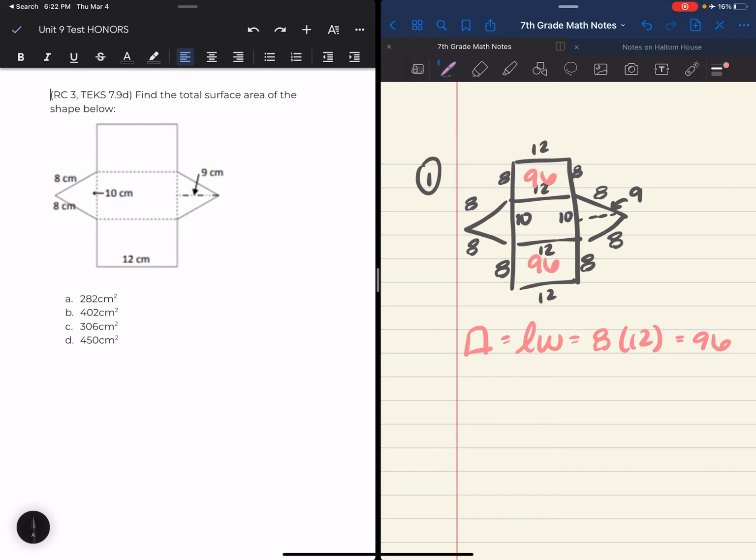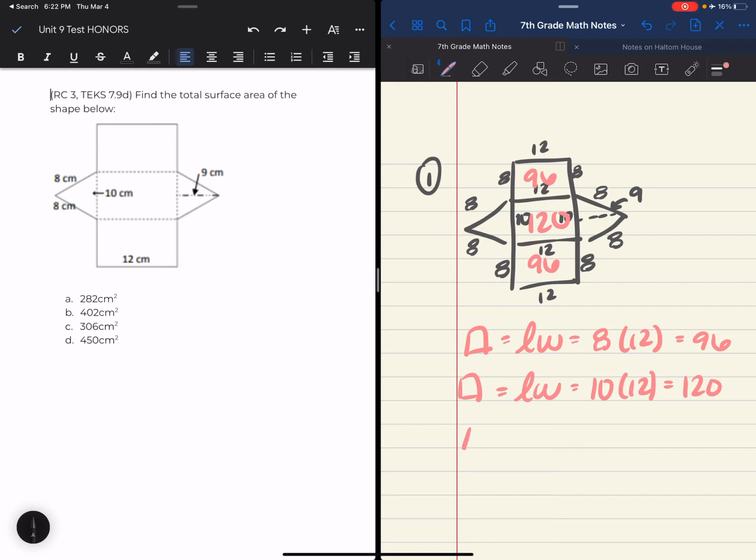All right, then I have another rectangle. That is length times width. And in this case, it's 10 by 12, which again is mental math. We know that to be 120. So label that guy 120.